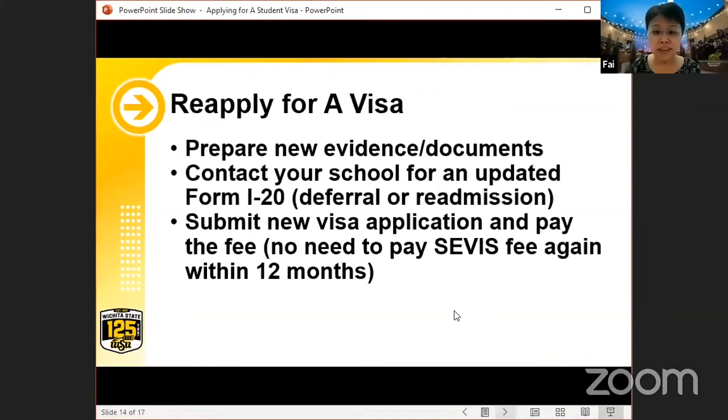And if you are denied a visa and you want to reapply, you want to prepare new documents, new financial documents, new I-20. So make sure that you contact your school to get a new I-20. And then submit a new visa application and pay the visa application fee. However, you do not need to pay the SEVIS fee again within 12 months.